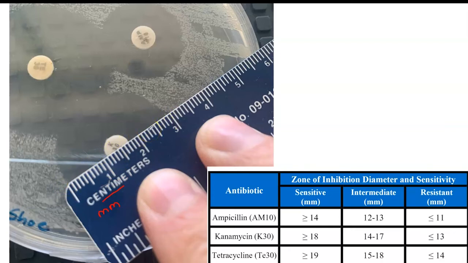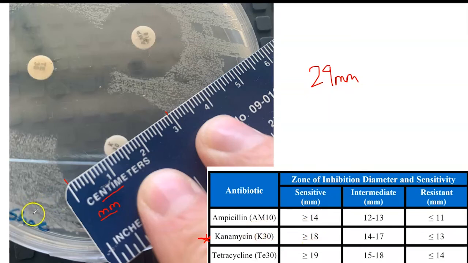Oh, let me pause for a second. What you want to measure is the diameter, so from one edge to another edge of this zone of inhibition. That's what we're measuring here. And the unit you want to use is millimeters. So this is about 29, or 2.9 centimeters. So 29 millimeters is the measurement that we get, and that's from the kanamycin. So right here.